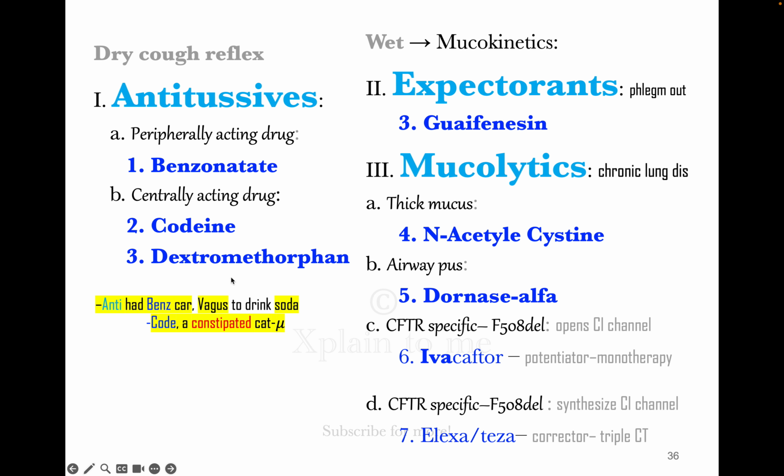Because of its unique mechanism. One of the mechanisms is stimulating the sigma opioid receptor, but the secondary mechanism is blocking the NMDA or glutamate receptor.